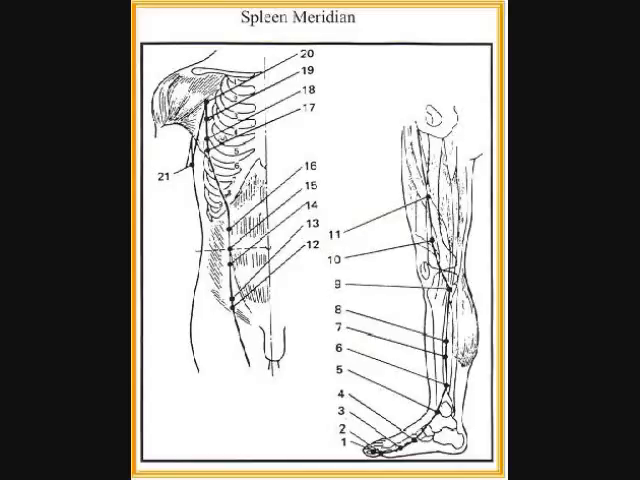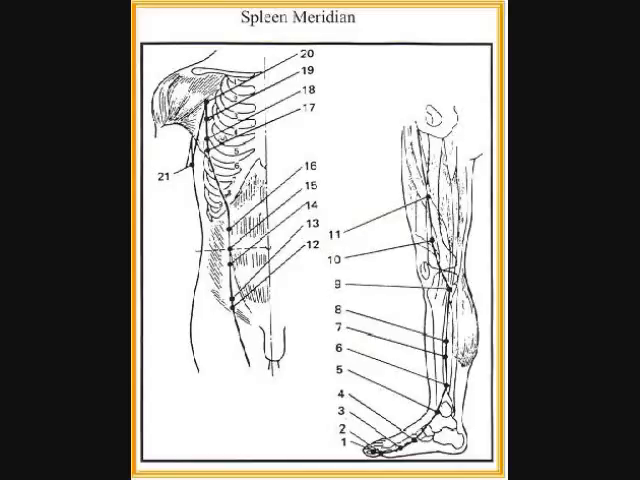Spleen 10. 2 cun above the medial superior border of the patella on the bulge of the medial portion of M. quadriceps femoris. Spleen 11. 6 cun above spleen 10 on the line drawn from spleen 10 to spleen 12. Spleen 12. On the lateral side of the femoral artery, at the level of the upper border of symphysis pubis, 3½ cun lateral to Ren 2.